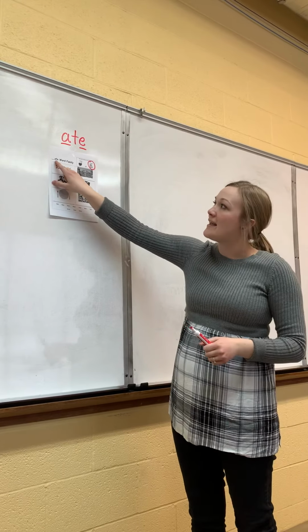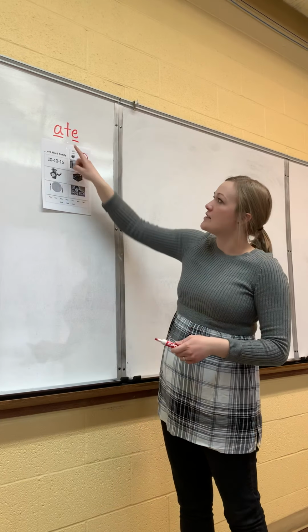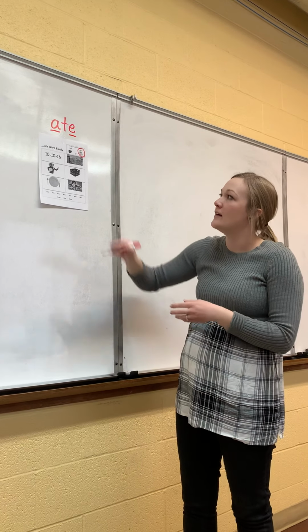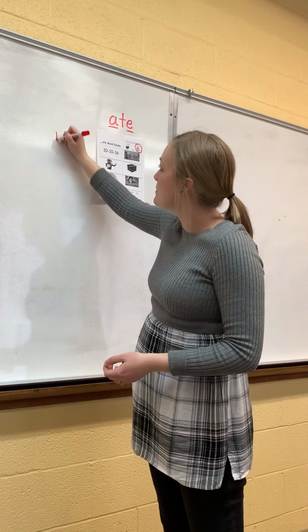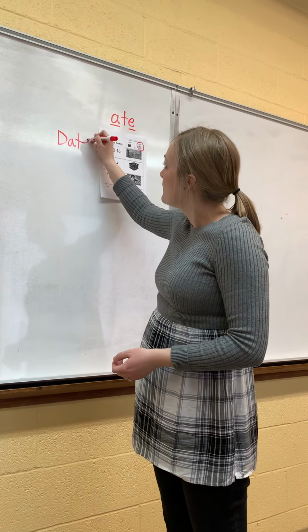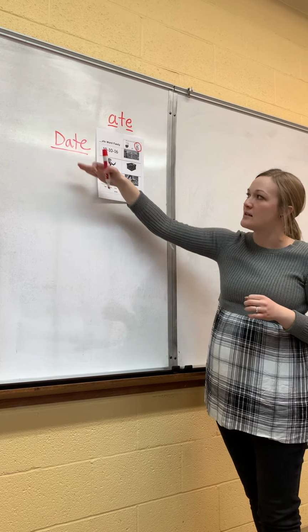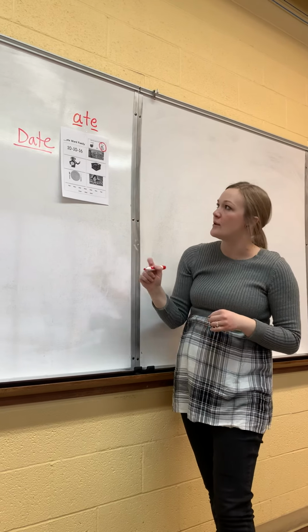Now we have A, T, and the E is silent. So ate. Then we do the same type of activity. So then, date is in date. So they would help spell that. And then again, go back through and review. Ate, date, and so on. So then we can compare the 2.